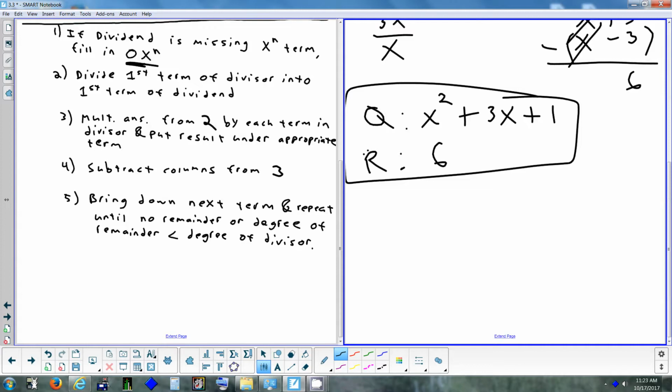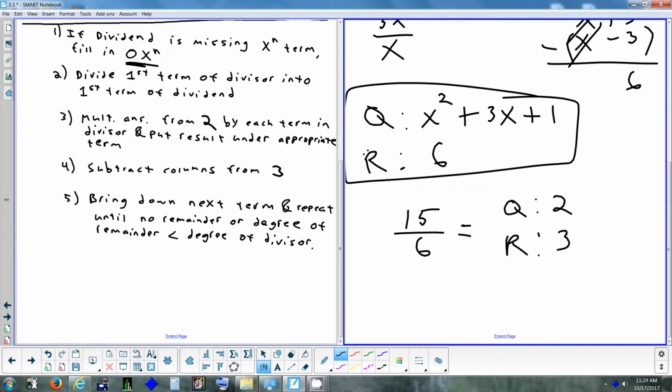Now there's 2 ways you can write your answer. That's one way. Or, let's look at something with numbers, and I'll show you the other way. Let's look at 15 divided by 6. What's the quotient when you divide 15 by 6? 2. For the remainder, 3. And what's the remainder? 3. So you could write the answer as 2 remainder 3.